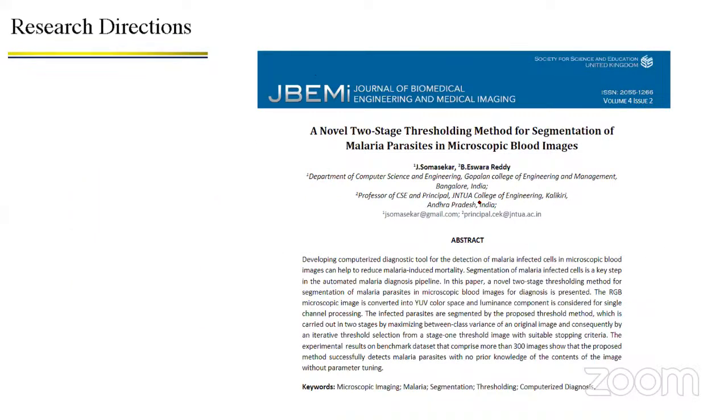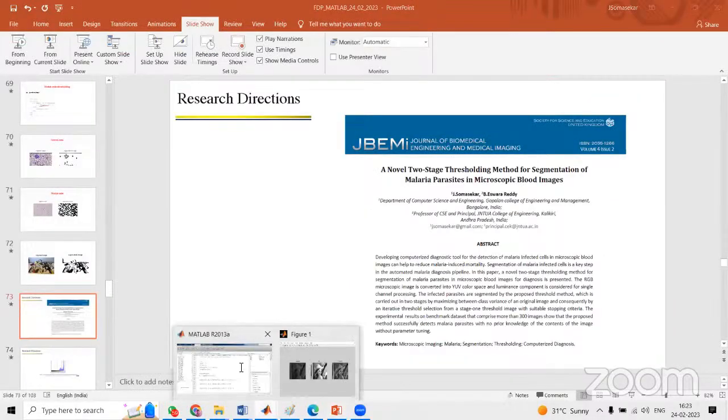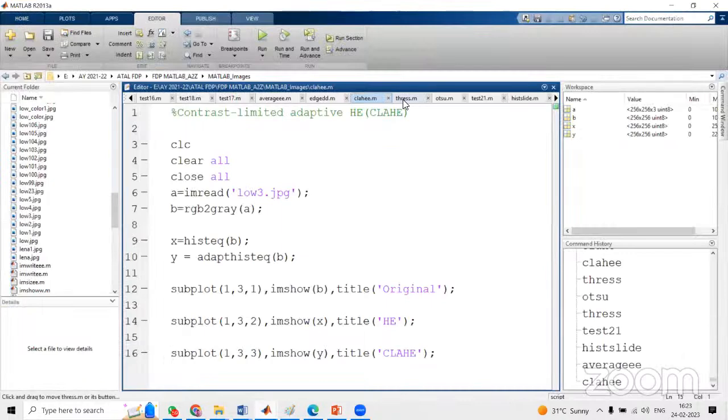And coming to the research directions, this is my paper published in an Elsevier journal. But before going to that, I'll execute the threshold, and after that I'll come back to the research direction. Just a minute. Yeah, here I have already done the threshold.